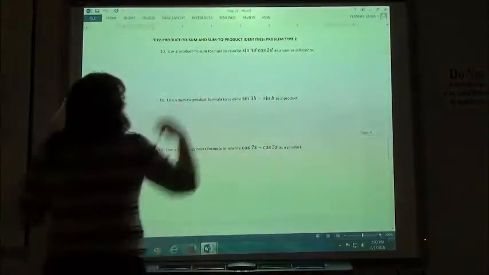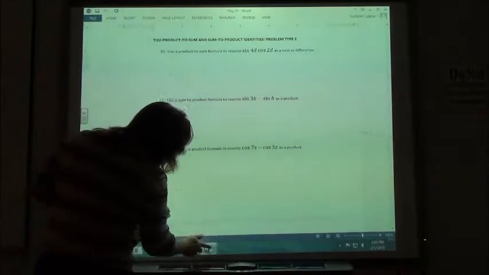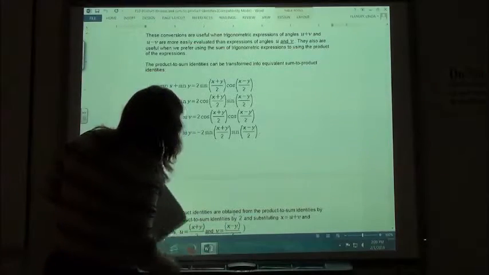Numbers 10, 11, and 12, still using the product to sum and sum to product identities. Again, you'll want to have that sheet handy.